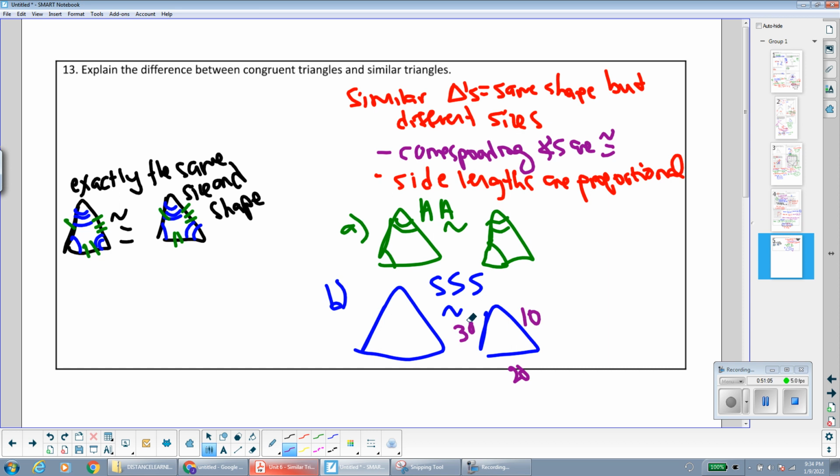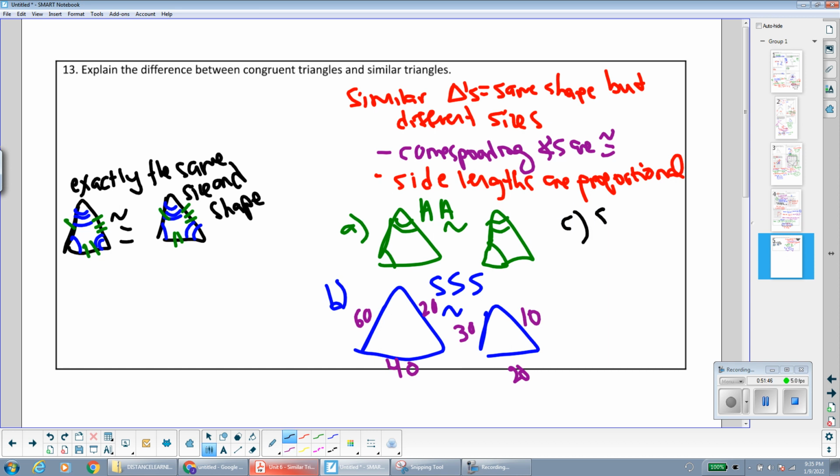And let's say we have 20, 60, and 40. Here we have two triangles that are similar because their corresponding sides are proportional by a scale factor of 2. 10 times 2 is 20, 30 times 2 is 60, and 20 times 2 is 40.